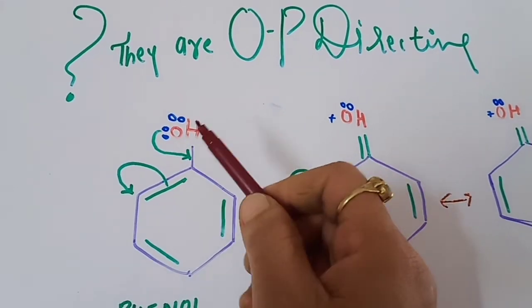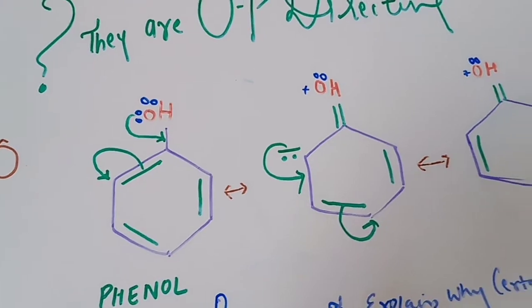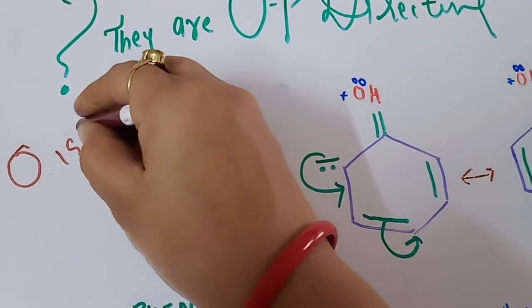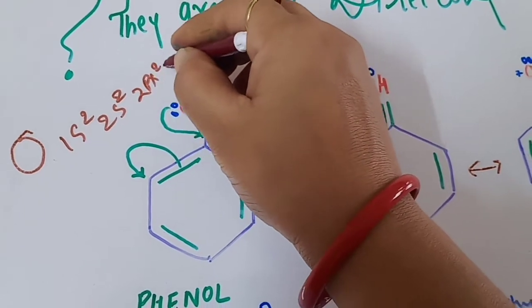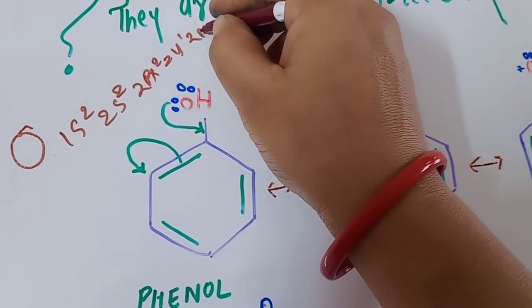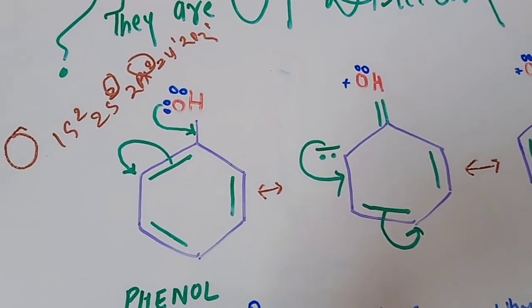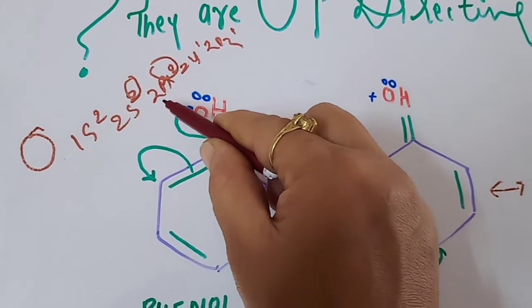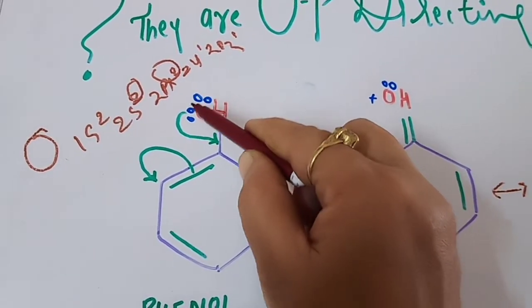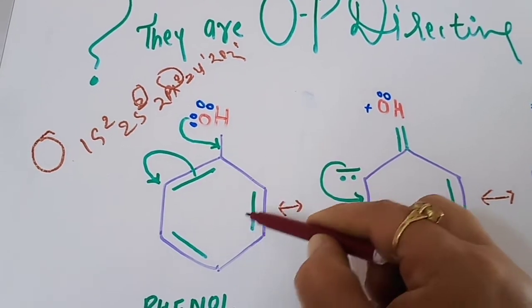We know what a lone pair of electrons is. For example, take oxygen. What is the atomic number? It's 8. So we can write the configuration 1s2, 2s2, 2px2, 2py1 and 2pz1. A lone pair is an electron pair present in the outermost shell. So oxygen has two lone pairs, 2s2 and 2px2. Of these two lone pairs, one electron pair will start entering the benzene ring.